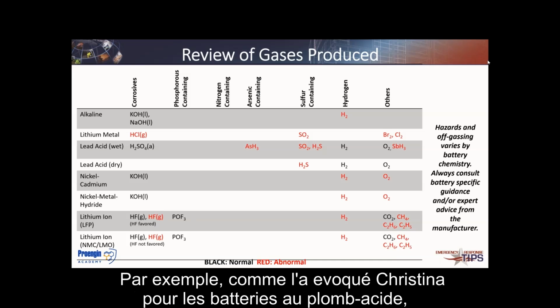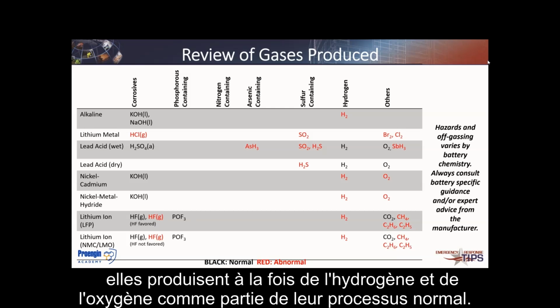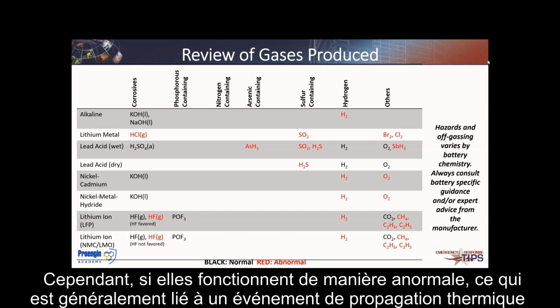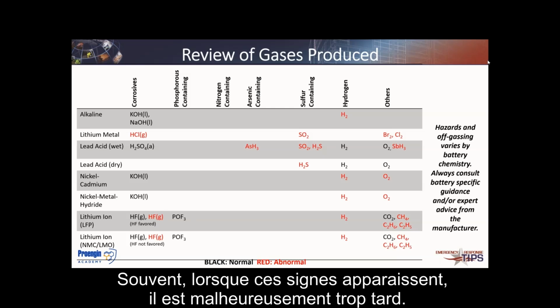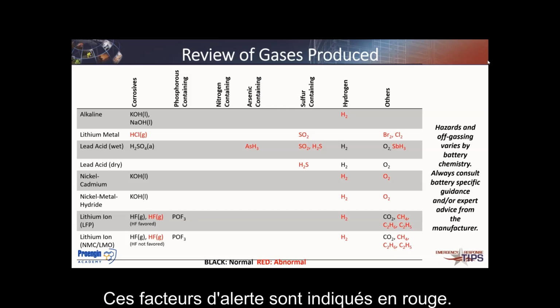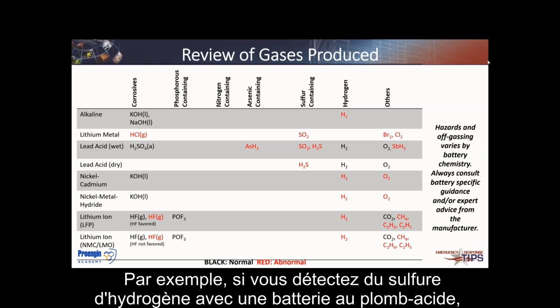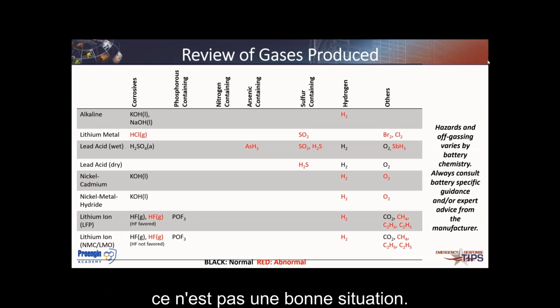So as Christina talked about, for example, with the lead acid batteries, they produce both hydrogen and oxygen as part of their normal process. However, if they're operating abnormally, which is usually on some sort of thermal runaway event, or it's not behaving as it should, and it's giving you some of these warning factors. A lot of times these warning factors, by the time you get them, it's too late, unfortunately. Those are shown in the red. So for example, with the lead acid battery, if you're getting hydrogen sulfide, that is actually not a good situation for you to be dealing with.